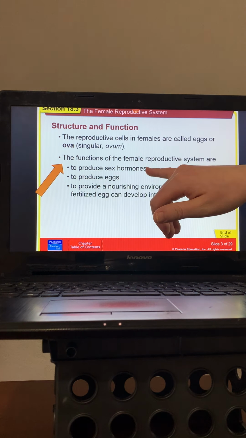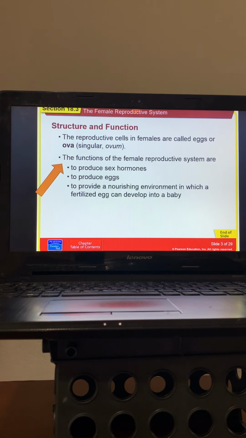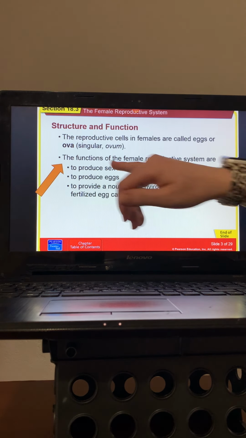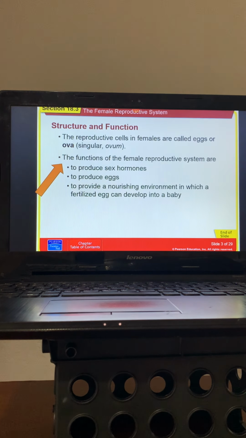It's to produce the female sex hormones, which are estrogen and progesterone. It's to produce eggs. And when I say eggs, it's not like a chicken egg, but an egg is a cell that is in the female's body. She's actually born with all the eggs she will ever have, and she stores those eggs in her ovaries, which I will show you where those are in just a moment. But those eggs can also be called ova or ovum.